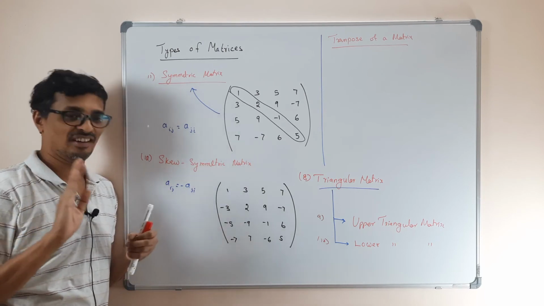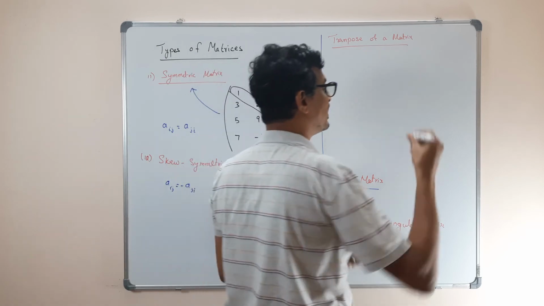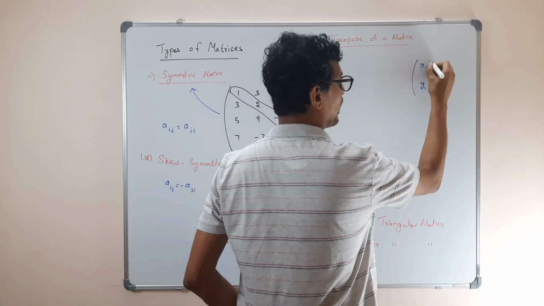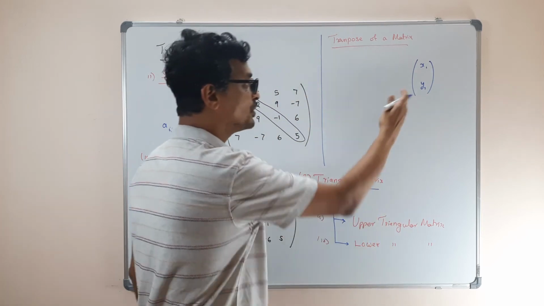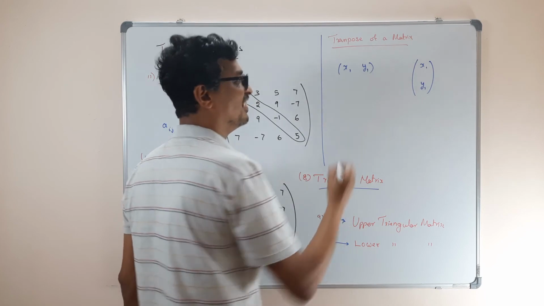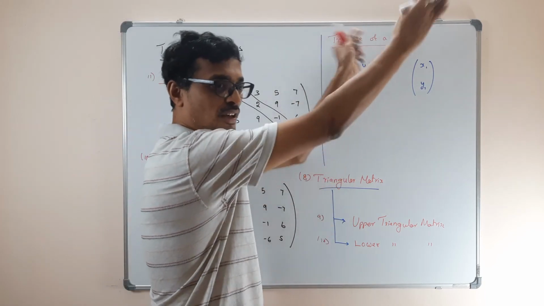Already we saw one. What is that? If you remember, we said x1, y1. This is a column matrix, right? Transpose of it will become just a row matrix. You got it? Because row becomes column and column becomes row.